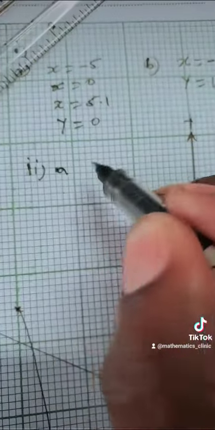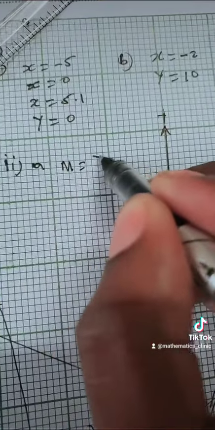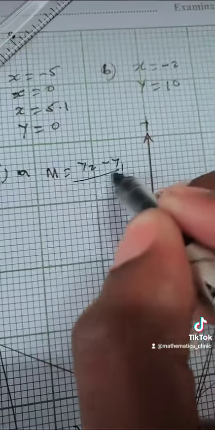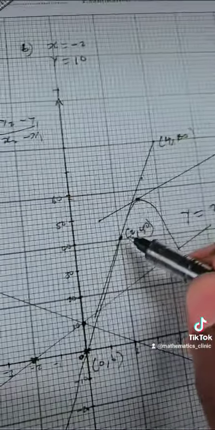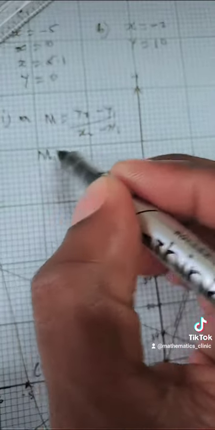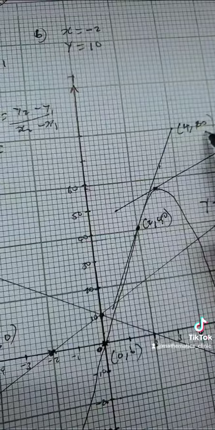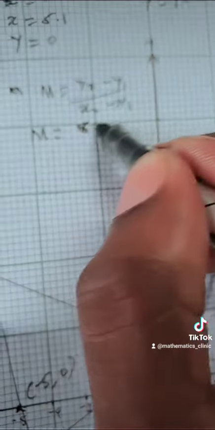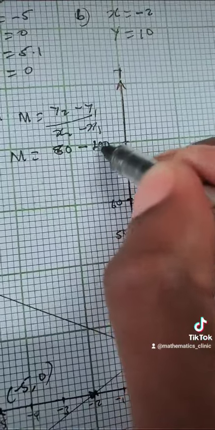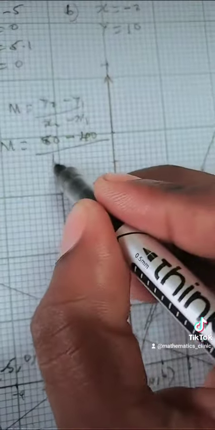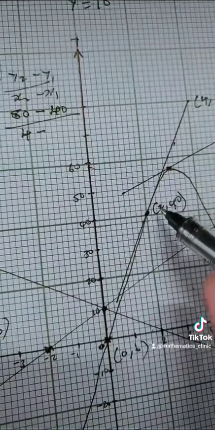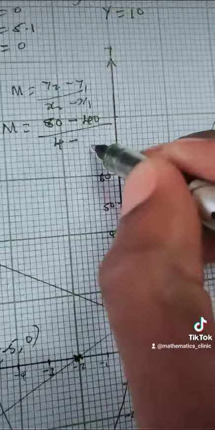Part 2a, we're going to say gradient is equal to y2 minus y1 over x2 minus x1. Then we use those 2 points. So I have my gradient is equal to, my y2 is 80. So I'll say 80 minus, my y1 is 40. So 80 minus 40 over my x2 is 4. So 4 minus my x1 is 2.